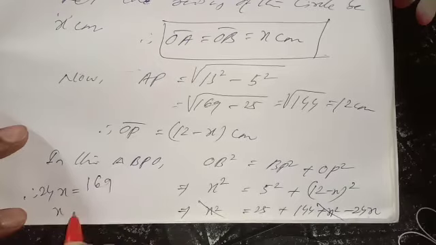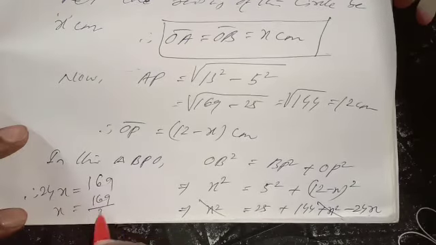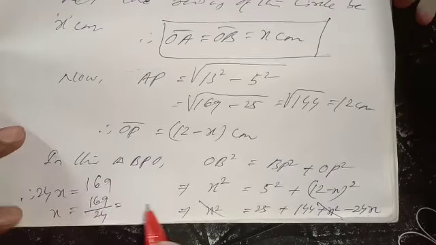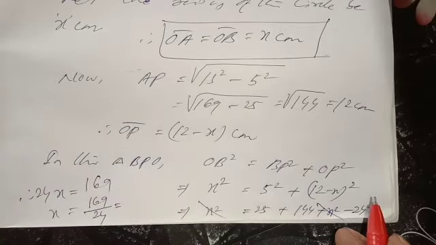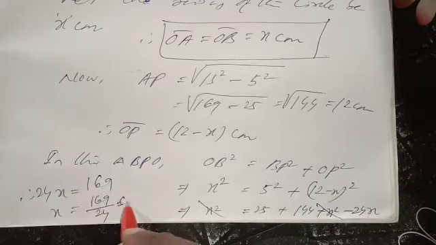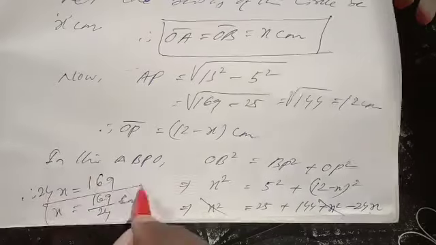169. That means x is equal to 169 by 24. That is the radius. Just divide, and you will get the result. And this is the radius of the circle. Let us go to the next number, number 3.